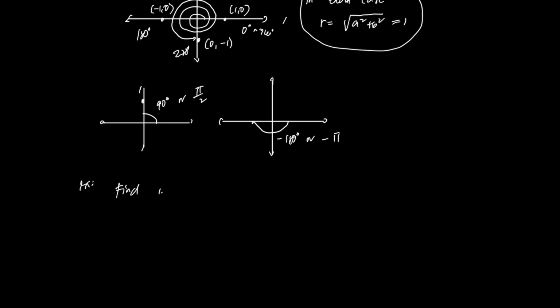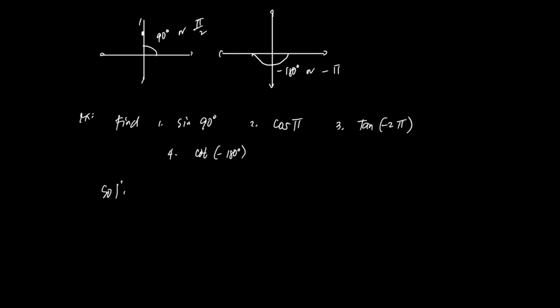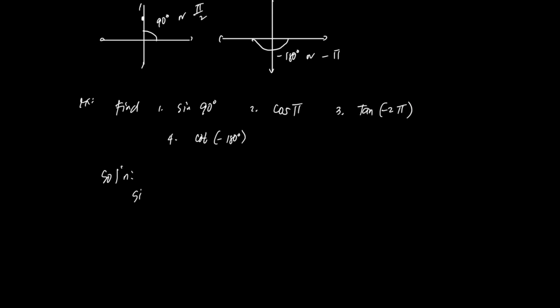Find sine 90 degrees. Find cos pi. Find tan negative 2 pi. And find cotangent negative 180 degrees. So how do we solve this one? First is for the sine 90 degrees. So where is 90 degrees located? If we are going to draw the rectangular coordinate system, it's here.